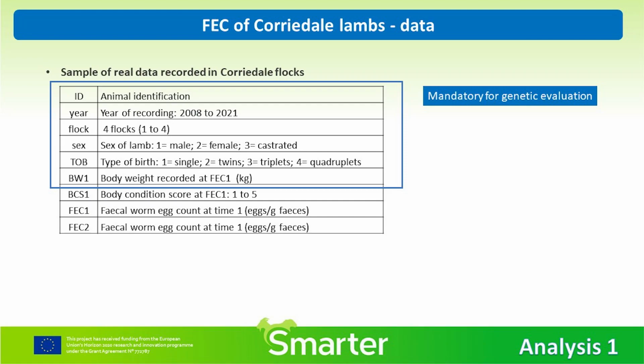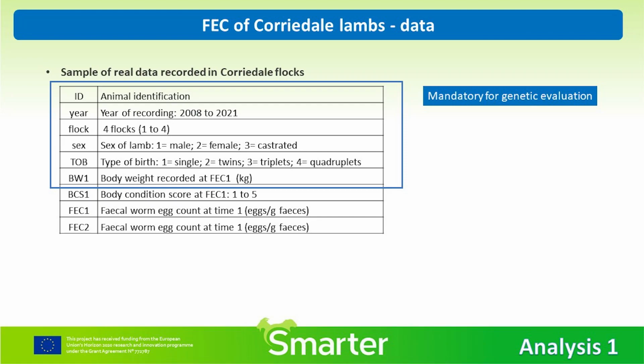So what you're going to see in the data, in the Excel file that we send, is the animal identification, the year of recording that goes from 2008 to 2021, from 4 flocks, the sex of the lambs, and you have 3 categories: male, females, and castrated. And the type of birth: single, twins, triplets, and quadruplets, identified with those numbers. And this is mandatory information for the genetic evaluation that includes other traits.